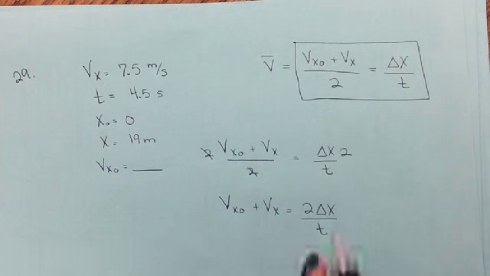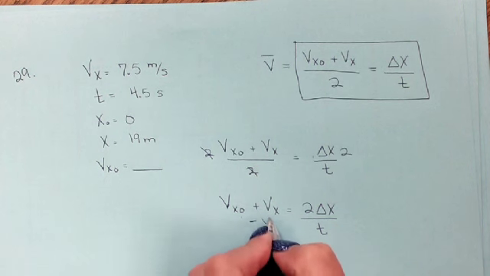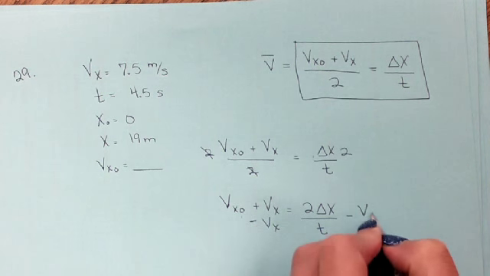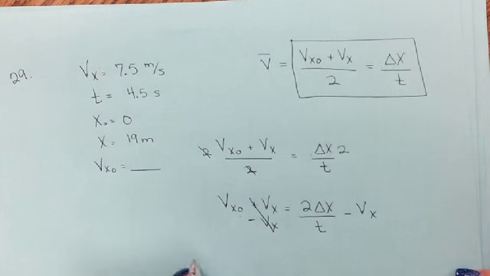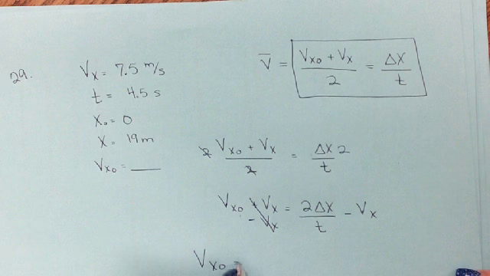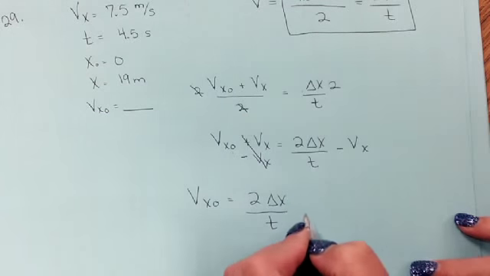Everybody with me? I'll just move the 2 right here in front. I just like my numbers in front. Now, my next step to get Vx0 by itself, I'm going to subtract Vx from both sides. So that's gone. So now Vx0 should be equal to 2 times the change in x over t minus Vx.